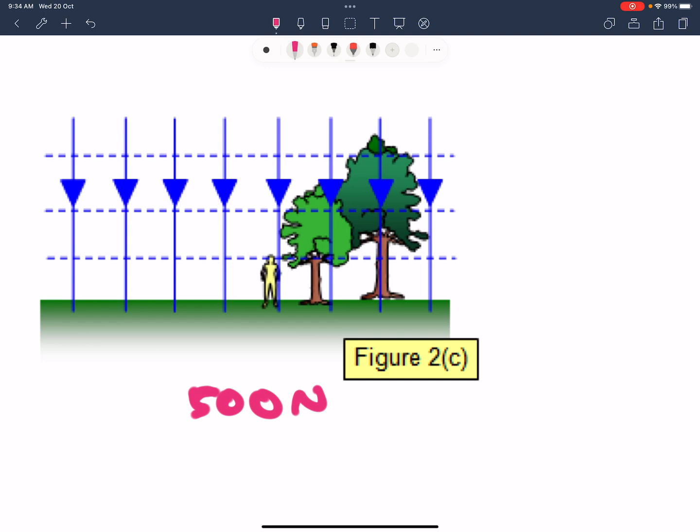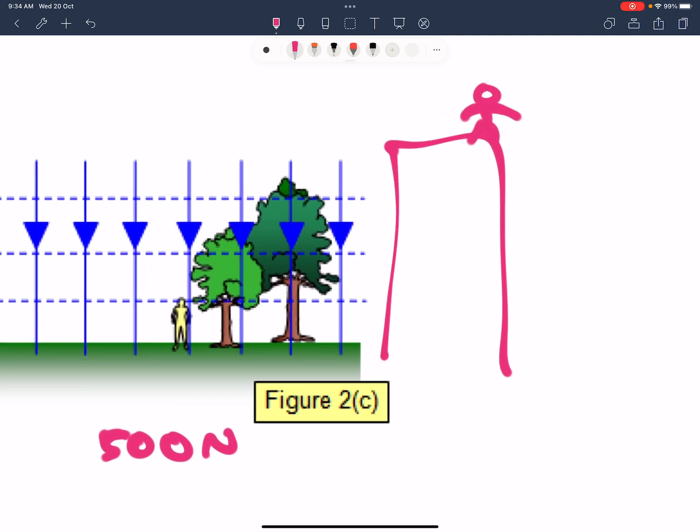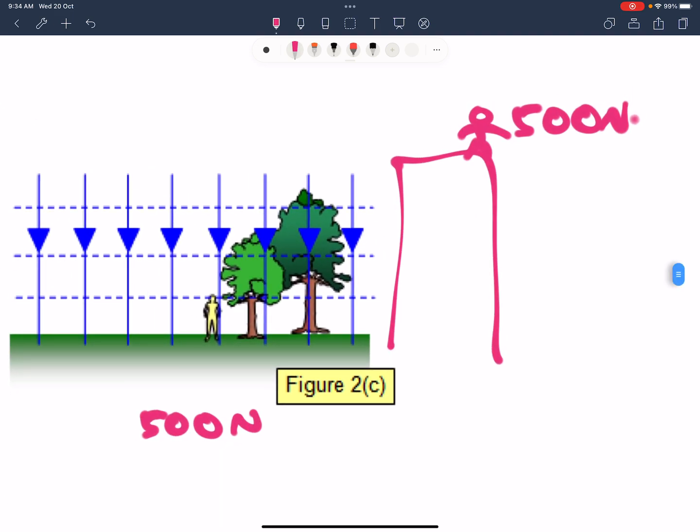Then you go up to a tall building. How much will your weight be? A tall building, or let's say a 12-story building. You will still weigh 500 newtons. That means the weight in both cases, whether you're on the surface or on the top of a building, is the same.